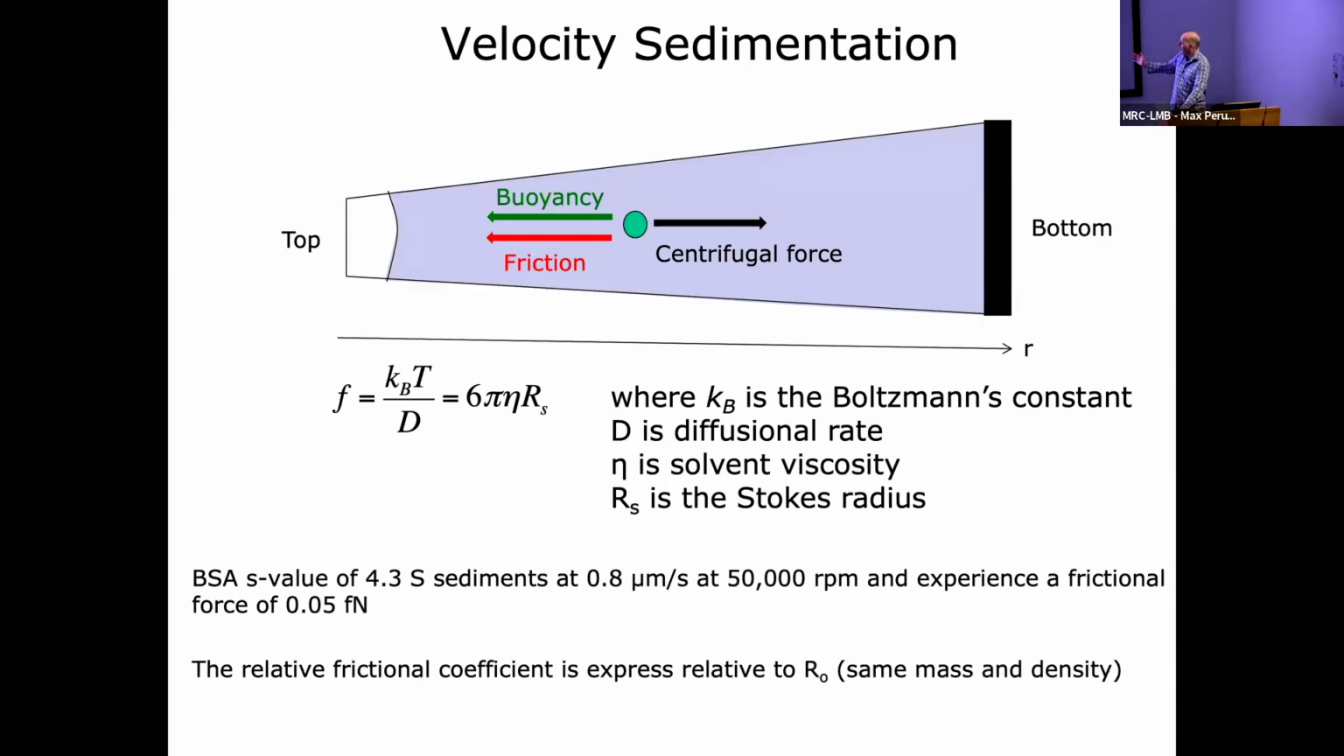And if we think about this Stokes radius relative to a sphere of the same mass and density, we can then have this relative frictional coefficient, and that's between 1.2 to 1.5 for globular proteins. So that's an idea of the shape, and we'll see why that's important later.